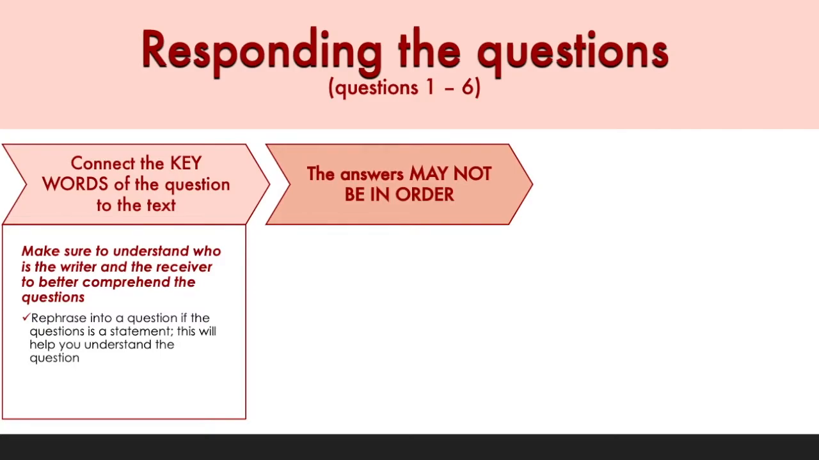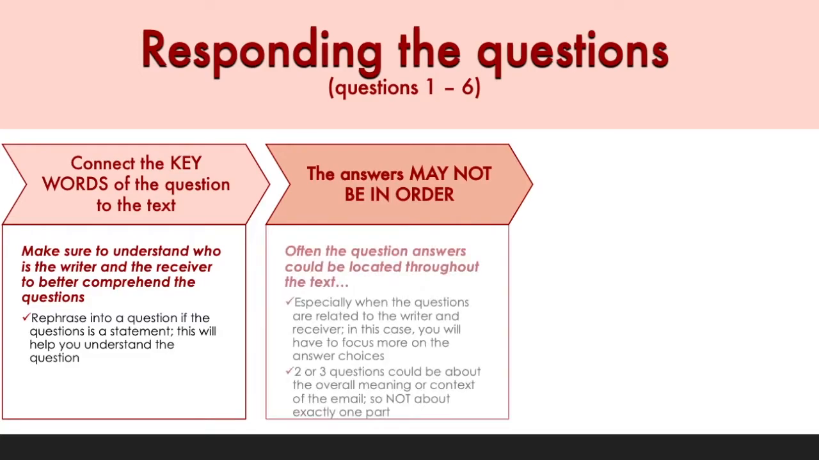The answers may not be in order. Often, the question answers could be located throughout the text, especially when the questions are related to the writer or the receiver. In this case, you will have to focus more on the answer choices. 2 or 3 questions could be about the overall meaning or context of the email, so not about exactly one part.